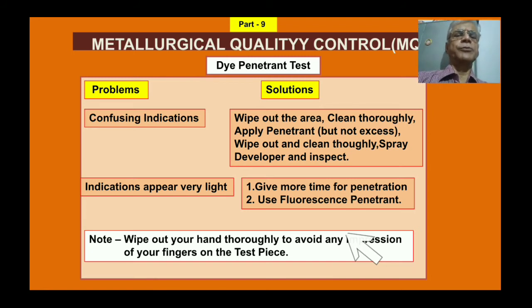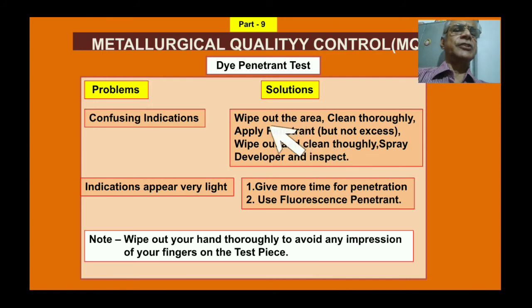Now what are the problems and their solutions? The main problem basically is confusing indication. Sometimes you get confused whether this is a crack or not. Everything seems to be cracked, but it is not. In that case, you have to redo it. That means you have to again wipe out the area, clean thoroughly, apply penetrant but not in excess, wipe out again and clean thoroughly, then spray developer and inspect.